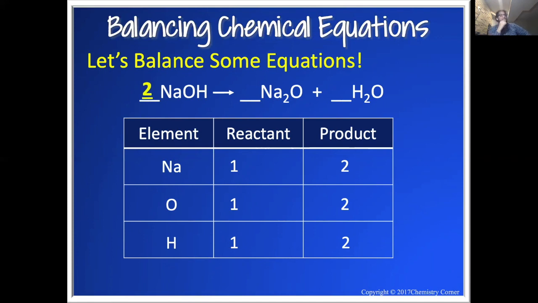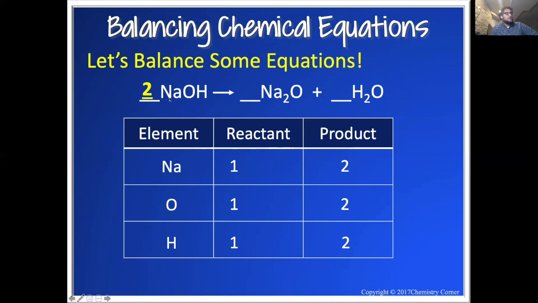the right answer here is you want to take a coefficient of 2 and put it in front of this NaOH on the left side of the equation, right? Because what this does is, for example, if I'm just looking at my first element, sodium, I know that the product side has 2 sodiums, and I know that my reactant side only has 1. So I'm starting to think, okay, what can I multiply times 1 to give me 2? I want to make sure that these numbers are equal.